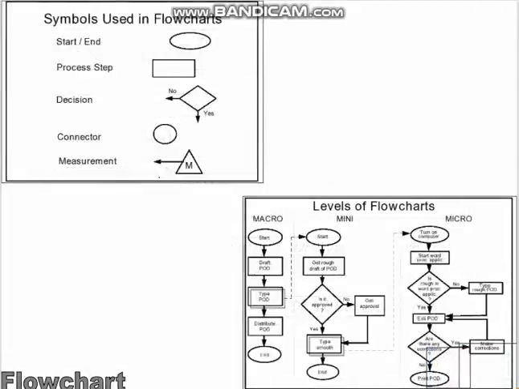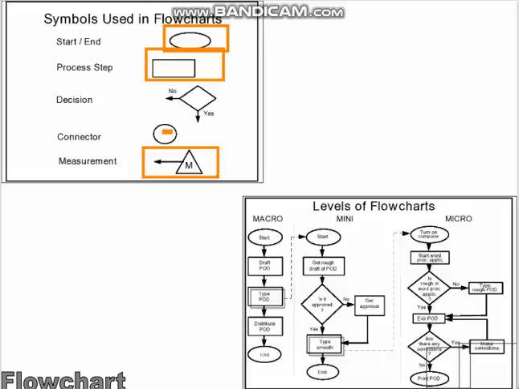Symbols used in a flowchart. This symbol is called start or end. This symbol is called process step. This symbol is called decision. This is called connector. Next is called measurement.